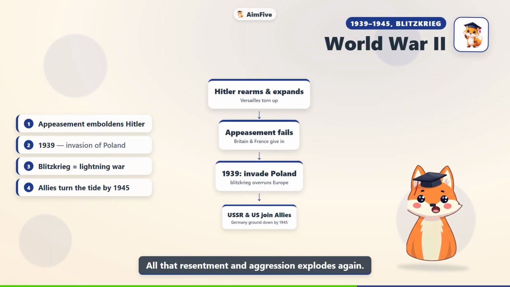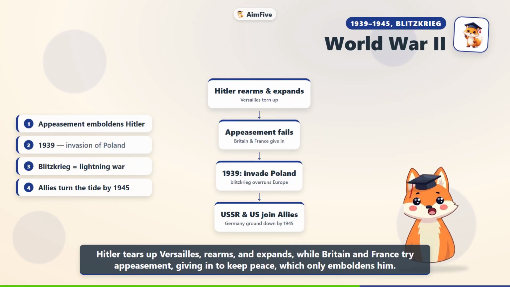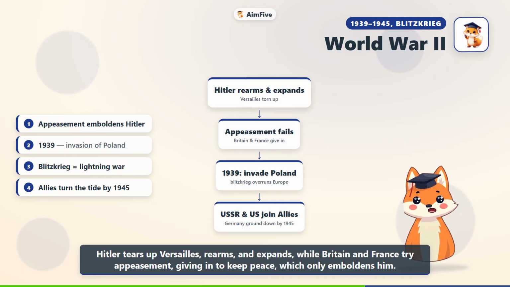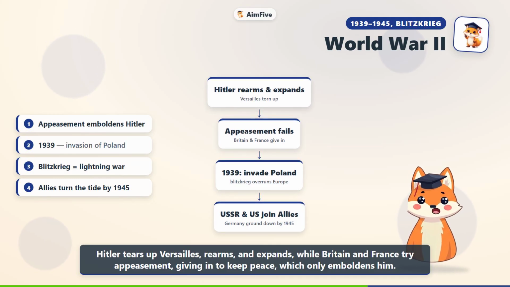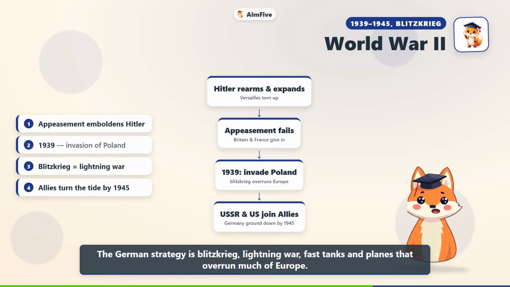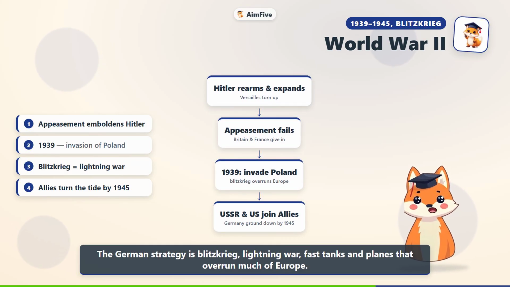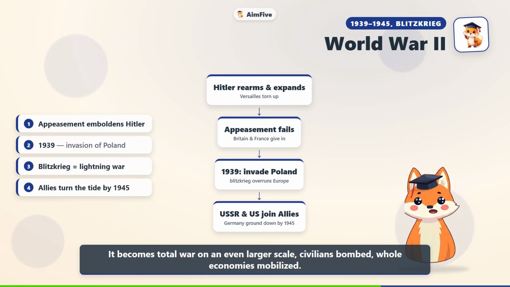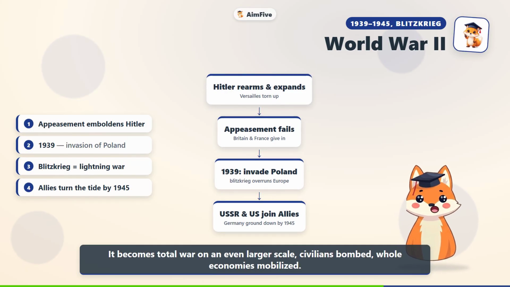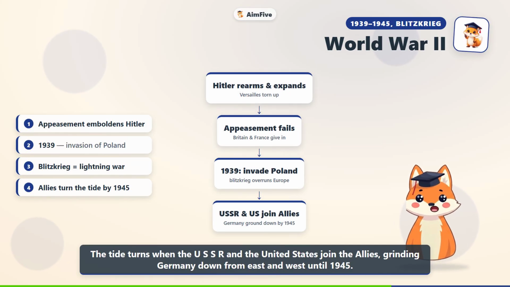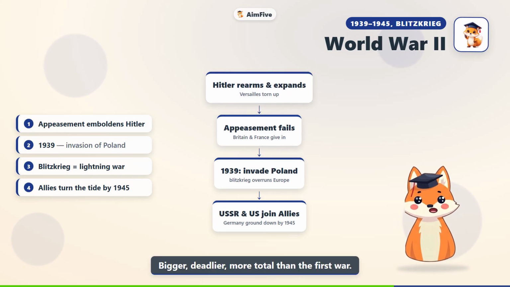All that resentment and aggression explodes again. Hitler tears up Versailles, rearms, and expands, while Britain and France try appeasement, giving in to keep peace, which only emboldens him. In 1939, Germany invades Poland and World War II begins. The German strategy is blitzkrieg, lightning war, fast tanks and planes that overrun much of Europe. It becomes total war on an even larger scale. Civilians bombed, whole economies mobilized. The tide turns when the USSR and the United States join the Allies, grinding Germany down from east and west until 1945. Bigger, deadlier, more total than the First War.